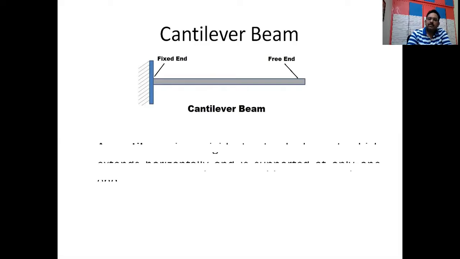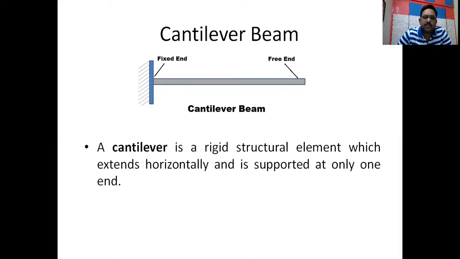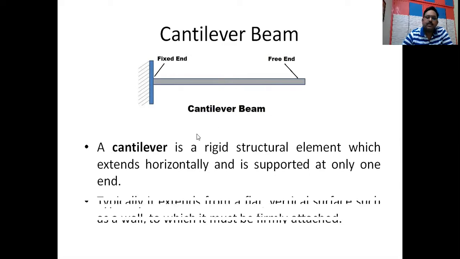If we want to give a proper definition, here is a definition for a cantilever beam. A cantilever or cantilever beam is a rigid structural element which extends horizontally, generally it will be horizontal, and is supported at only one end. So this beam will have a support only at this end. This is the prime characteristic of a cantilever beam.